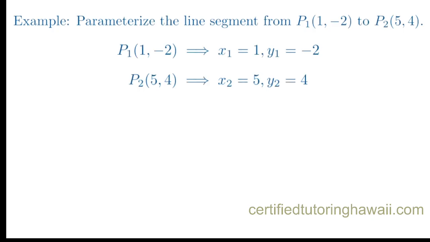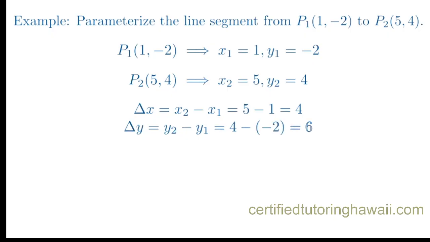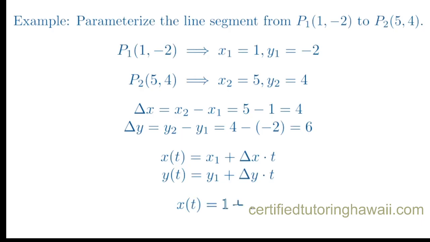Next, we calculate the change in x and the change in y. Delta x is 5 minus 1, which is 4. Delta y is 4 minus negative 2, which is 6. Now we can substitute these values into our general parametric equations. Remember the formulas: x of t equals x1 plus delta x times t, and y of t equals y1 plus delta y times t. Let's find the equation for x of t first. x of t equals our starting x value, 1, plus our change in x, 4, times t. So x of t equals 1 plus 4t.